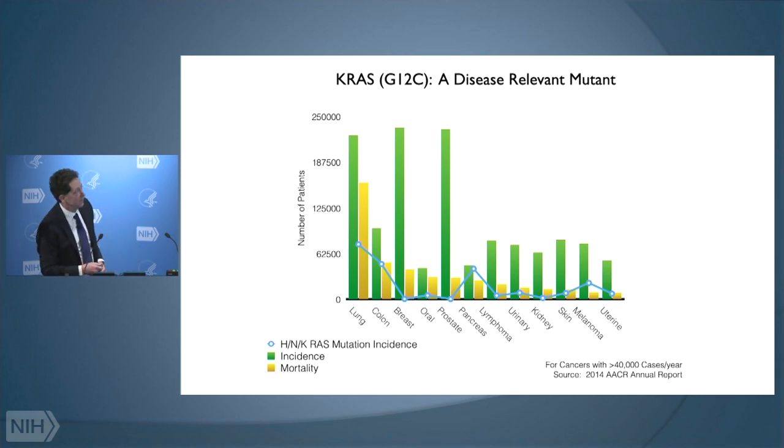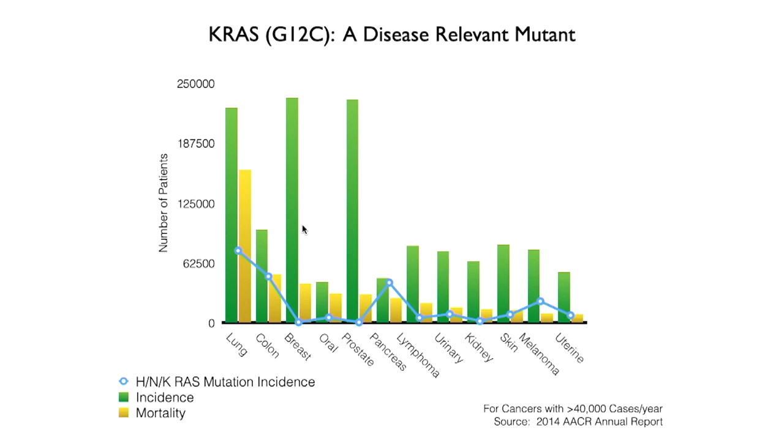And what's fascinating is that across the different diseases, these are the 12 most lethal cancers typically in a given year in the United States, starting with lung cancer.